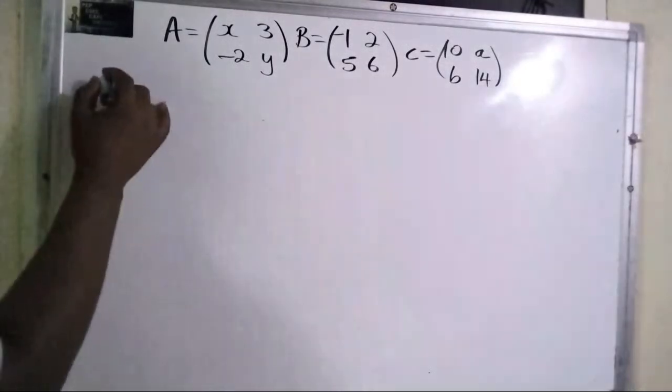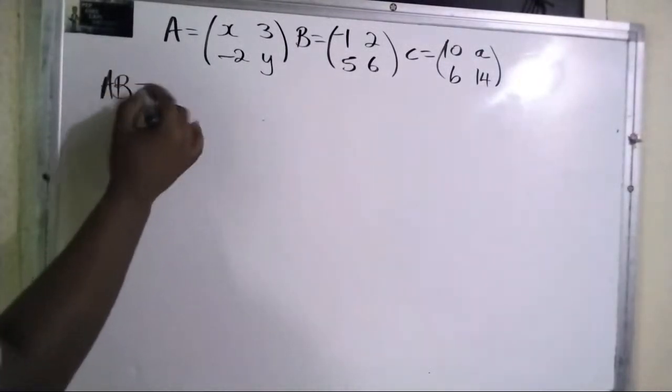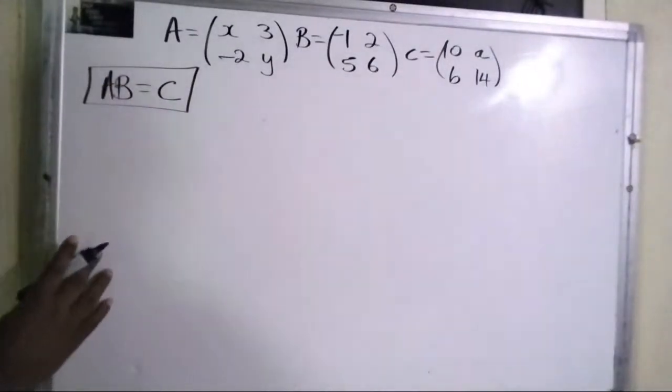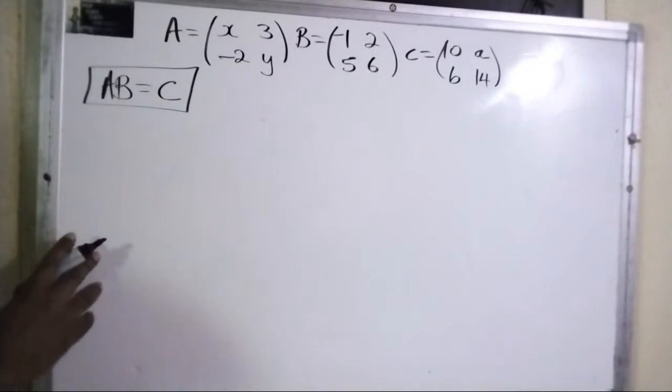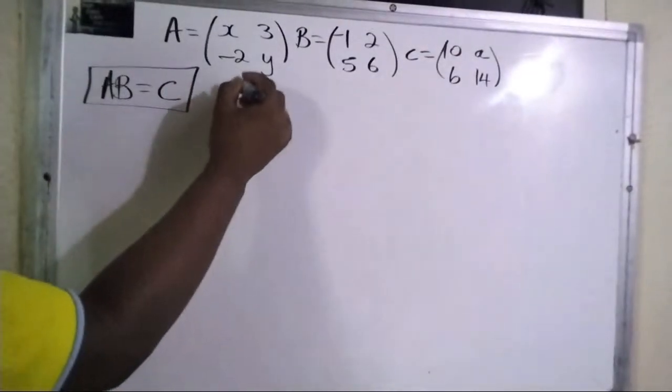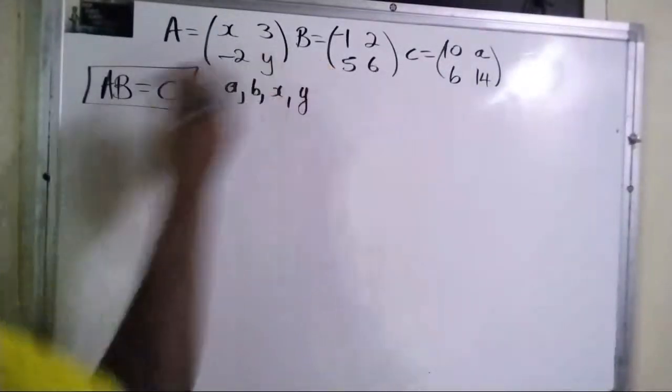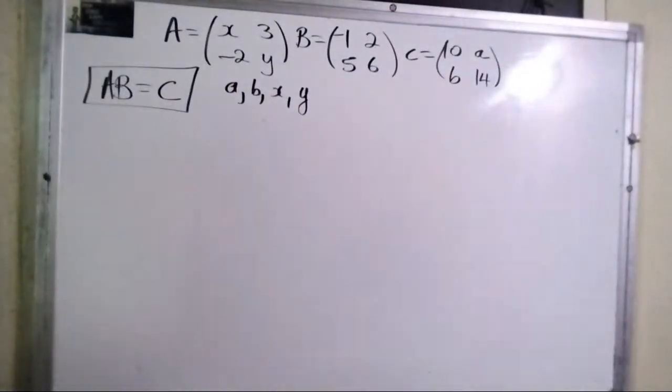And this is a rule, always gonna get a rule. They can change this and manipulate however they want. So AB is equal to C, and you are to find the value of A, B, X, and Y. Go ahead and try that one, guys. Let's see what's happening. Alright?